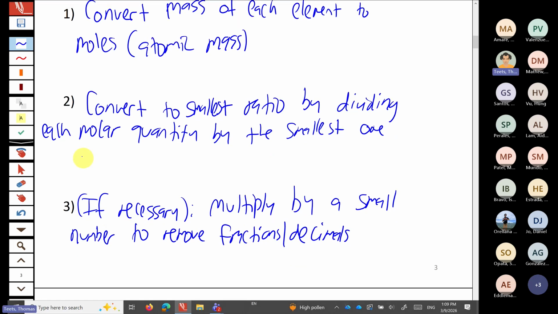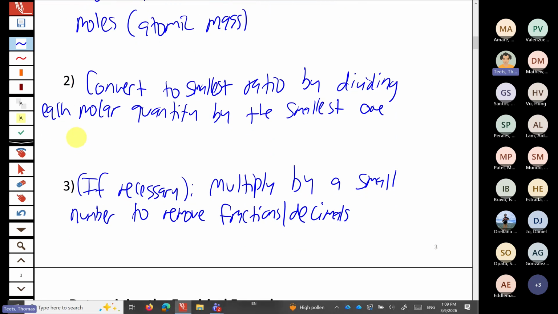Now, this is important because one of the common mistakes that people make when they're doing problems like this is they do too much rounding. If your number is not really close to a whole number, like within 0.05, 0.1 of a whole number, you don't want to necessarily just round it up. So as an example, if you get C1.5 H2 as the result from step 2, okay?